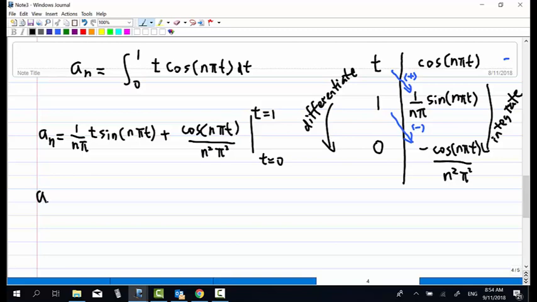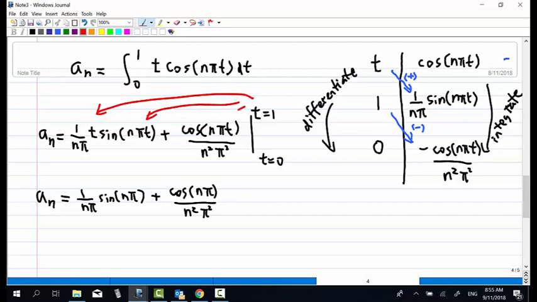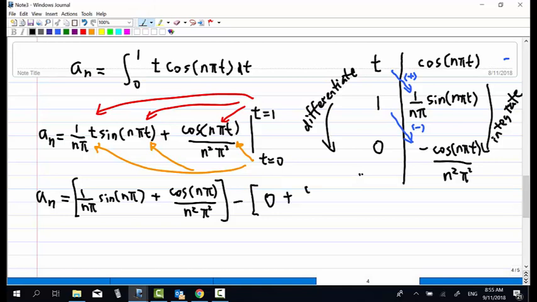So when you put t equal to 1, you get 1 over n pi sine n pi plus cosine n pi over n squared pi squared. Right? When you put t equal to 1 into the limit, so this is the first term, and then you subtract the limit when t equal to 0. Alright, so t equal to 0 now, so the first term is 0 because 0 times sine 0 is still 0. Second term, when t equal to 0, you get cosine 0 over n squared pi squared.